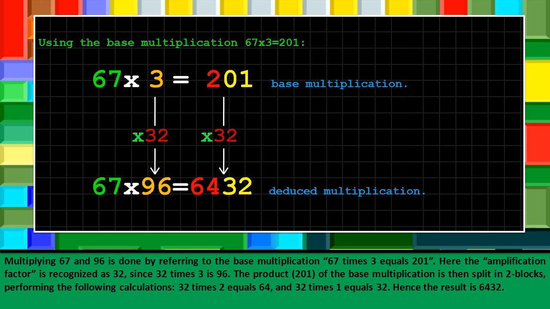Multiplying 67 and 96 is done by referring to the base multiplication 67 times 3 equals 201. Here the amplification factor is recognized as 32, since 32 times 3 is 96. The product 201 of the base multiplication is then split in 2 blocks, performing the following calculations. 32 times 2 equals 64, and 32 times 1 equals 32. Hence, the result is 6,432.